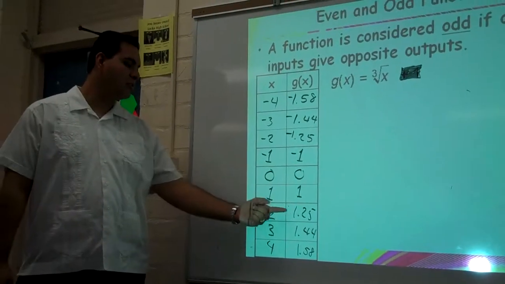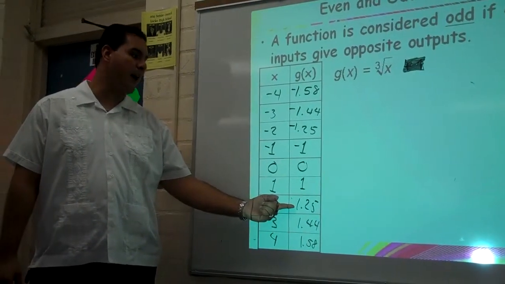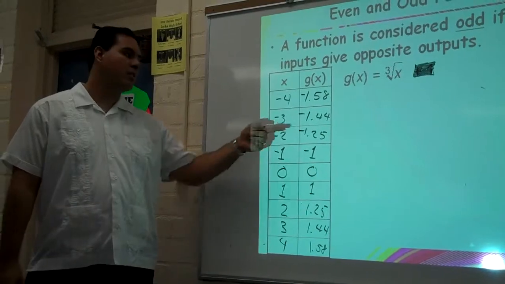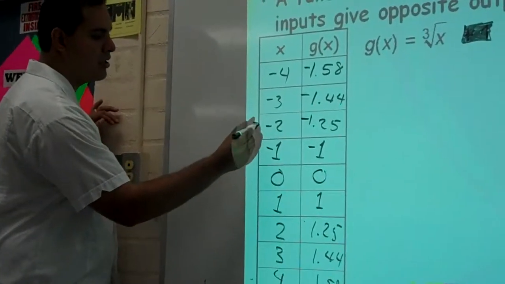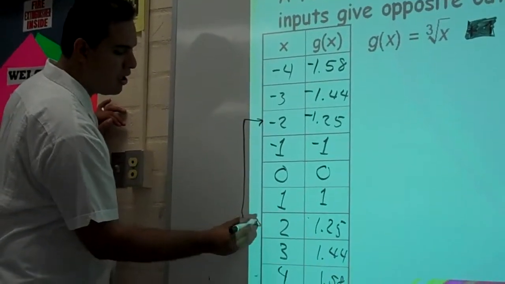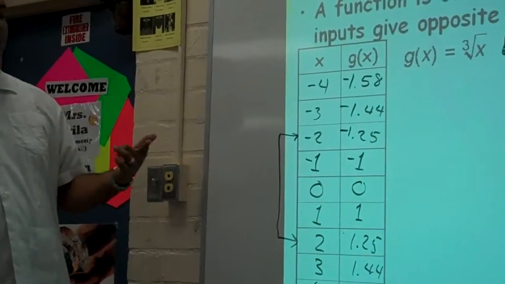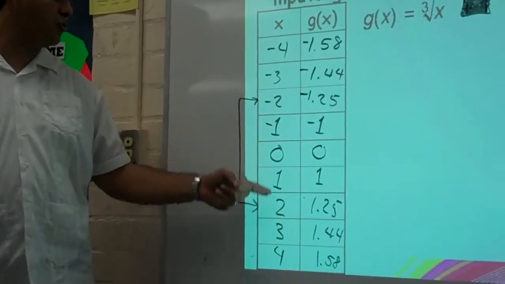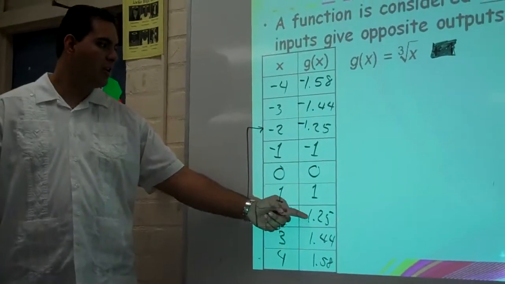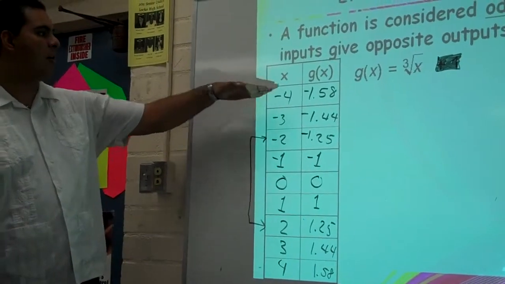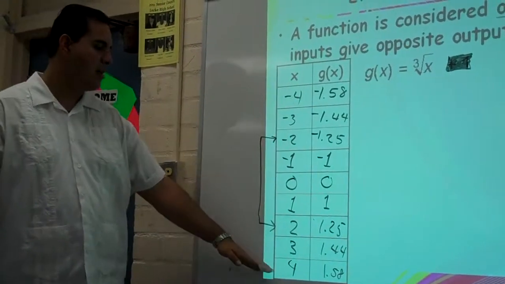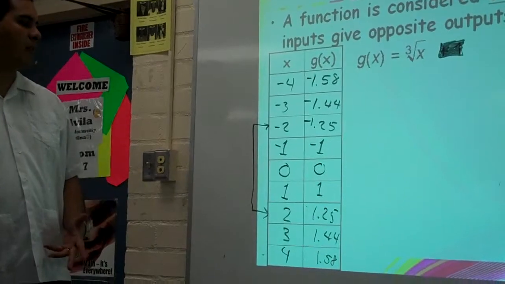If I plug in a 2, the cube root of 2 is about 1.25. If I plug in a negative 2, it's negative 1.25. The same number, except opposite. That is what we call an odd function. An odd function is a function where if you plug in two opposite input values, your output values are the same, just opposite. Notice negative 4 gives you negative 1.58. Positive 4 gives you positive 1.58.